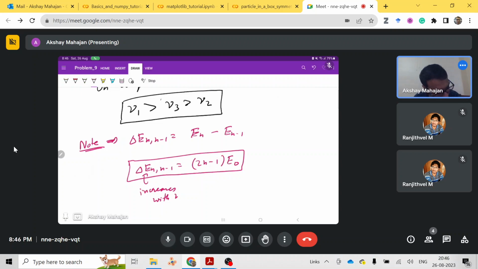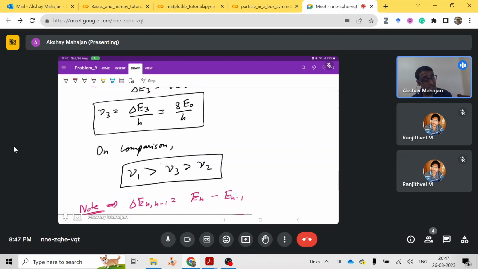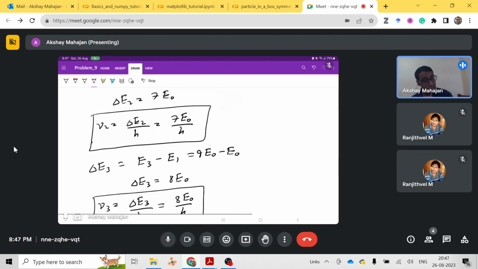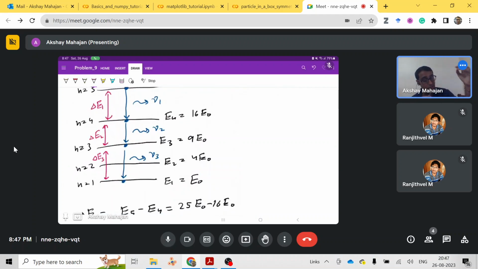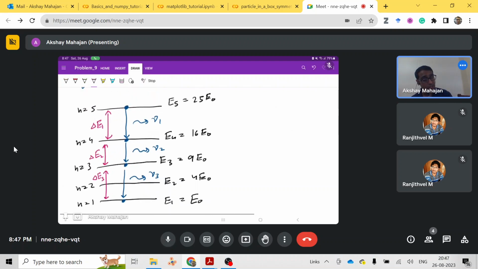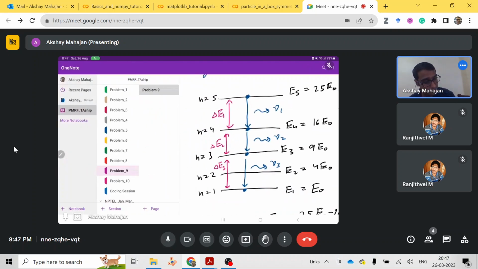So here we can see that although the transition was from just one state, from n equals 5 to n equals 4, the energy difference was quite higher, as the frequency of the photon is higher compared to the transition where we jump 2 states, from n equals 3 to n equals 1, because there we jump from higher states, n equals 5 to n equals 4.